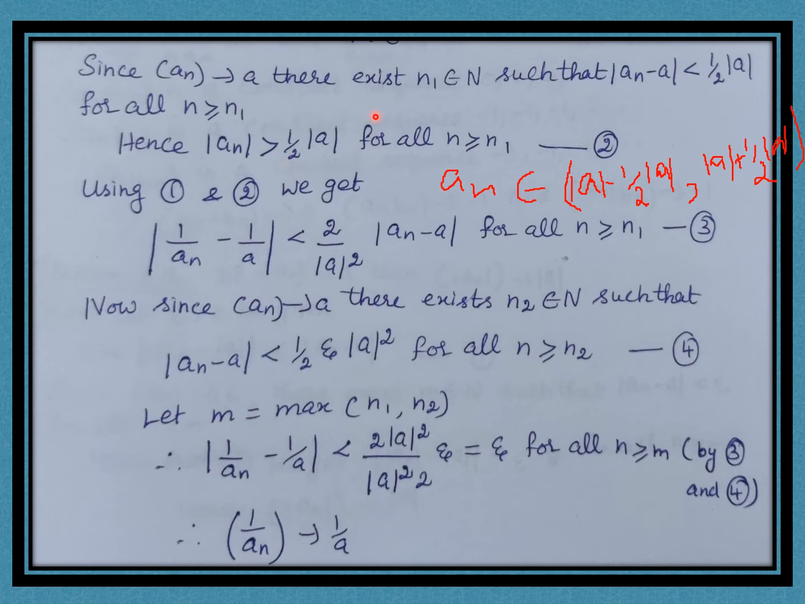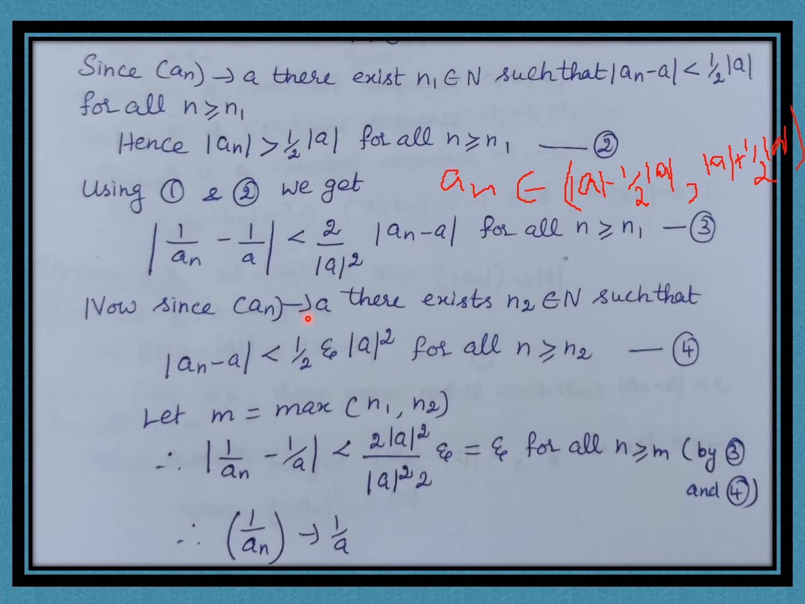Now we use this relation in 1. We have the absolute value of 1/an minus 1/a is less than. We had the absolute value of an in the denominator. Therefore, this 2 becomes the numerator. Already we had an absolute value of a. Here we have the absolute value of a. So it becomes the absolute value of a square into an minus a.